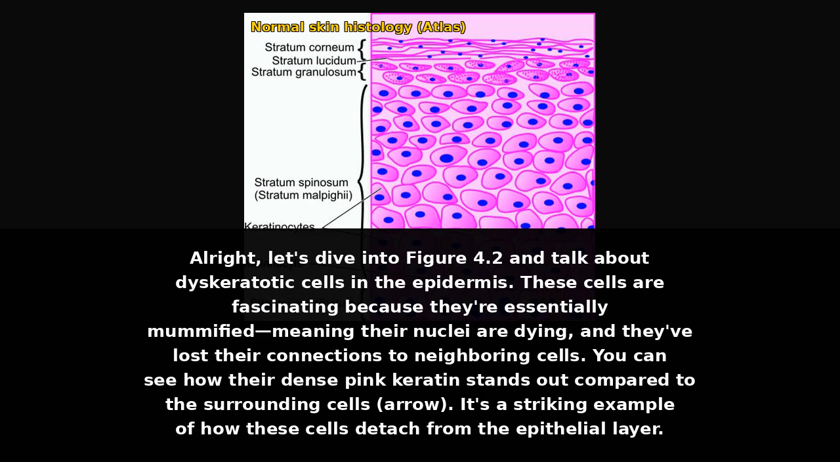All right, let's dive into figure 4.2 and talk about dyskeratotic cells in the epidermis. These cells are fascinating because they're essentially mummified, meaning their nuclei are dying and they've lost their connections to neighboring cells. You can see how their dense pink keratin stands out compared to the surrounding cells (arrow). It's a striking example of how these cells detach from the epithelial layer.